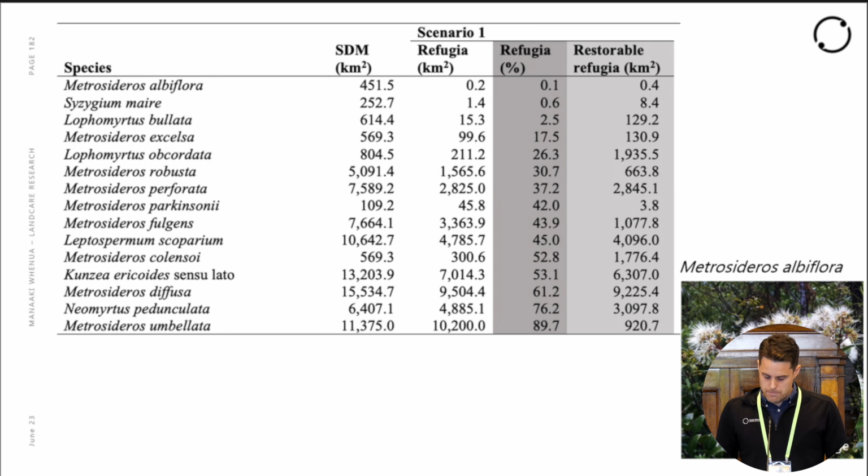Syzygium maire, or maire tawake, is the next one down with 0.6 of its range. So it's in a similar boat, and this species is quite severely affected. So these are examples of species that probably can't rely on refugia for their conservation and protection, so we'll need to come up with other methods to safeguard them.